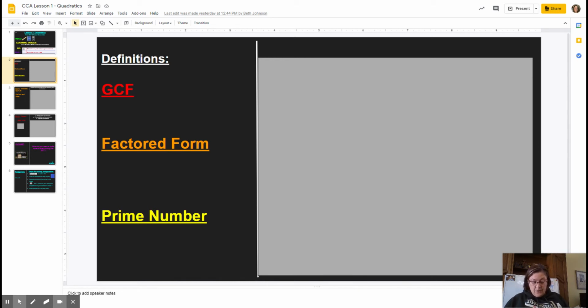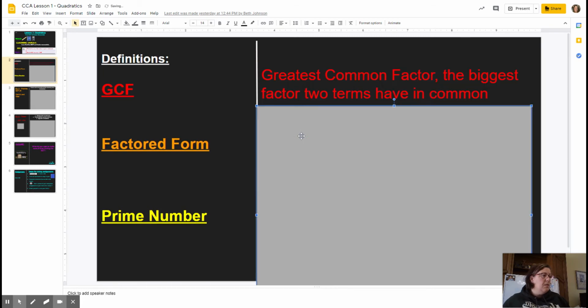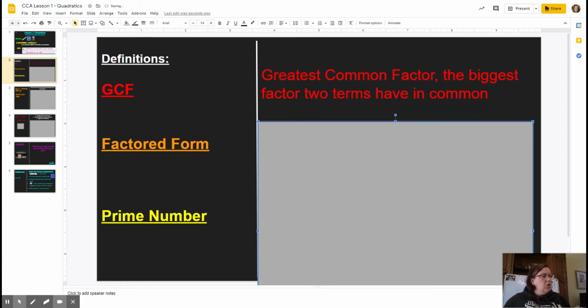All right, so our first term here is GCF, greatest common factor. This is not a new term by any means, but again, we take a look at the largest, the biggest factor that 2 terms have in common. So we've done the distributive property where we've had a number outside parentheses and we've multiplied it with what's inside parentheses. Today we're doing the opposite of that. We're learning how to factor that out completely. And so we're going to look for the greatest common factor. Okay, so it's the biggest factor 2 or more terms have in common.